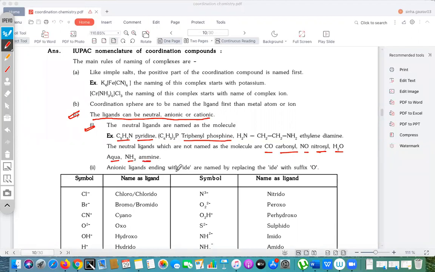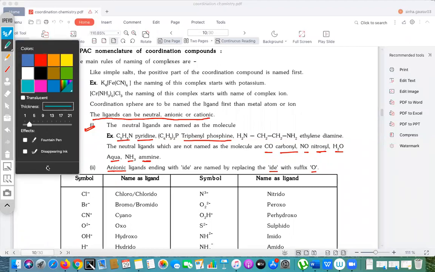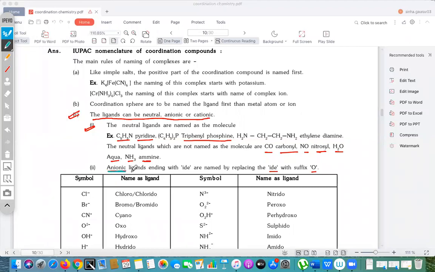Anionic ligands ending with -ide are named by replacing -ide with -o. Means -ide becomes -ido, right? Ide becomes ido, ate becomes ato, ite becomes ito. So the suffix -o we have to add for anionic ligands. Okay, for anionic ligands, right? Anionic ligands, the -o suffix you need to add.